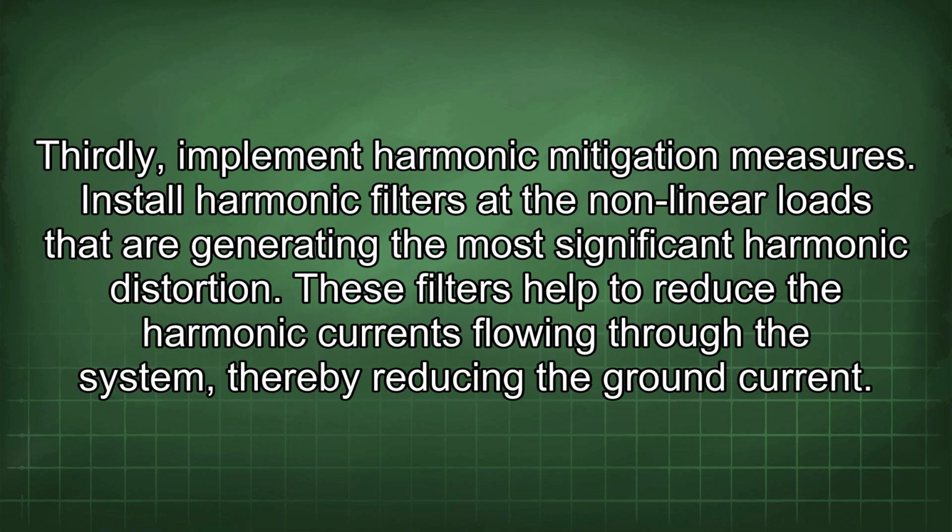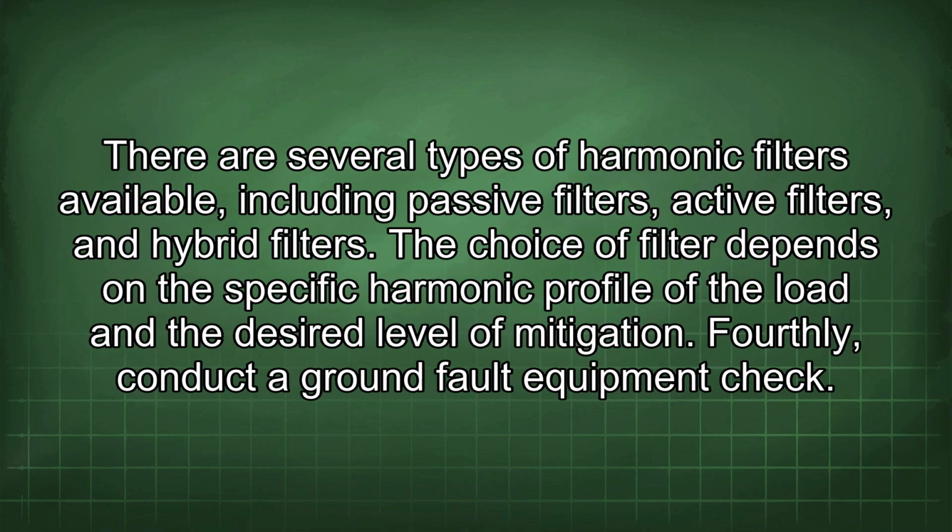Thirdly, implement harmonic mitigation measures. Install harmonic filters at the nonlinear loads that are generating the most significant harmonic distortion. These filters help to reduce the harmonic currents flowing through the system, thereby reducing the ground current. There are several types of harmonic filters available, including passive filters, active filters, and hybrid filters. The choice of filter depends on the specific harmonic profile of the load and the desired level of mitigation.